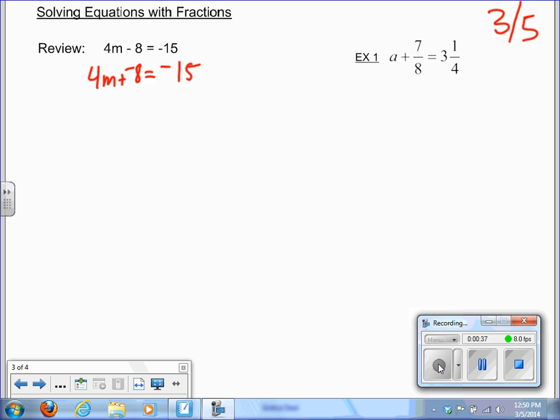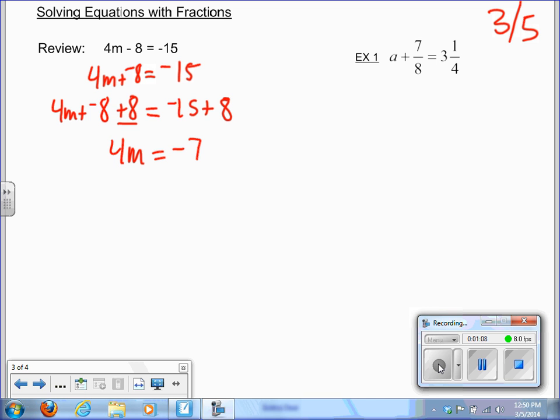So, Jamie, you just said 4m plus negative 8 plus 8 plus what? What are we adding on both sides? 8. Okay, so we're getting rid of our constant of 8, right? So we're left with 4m equals what, kids?